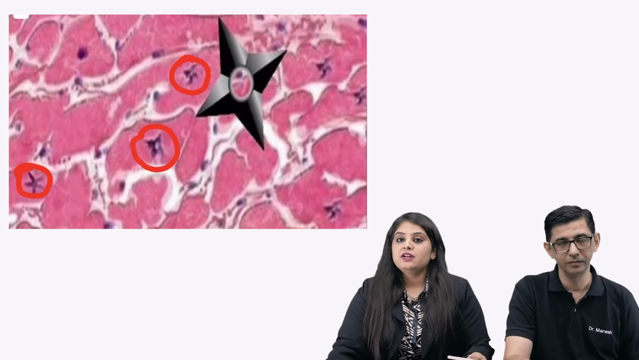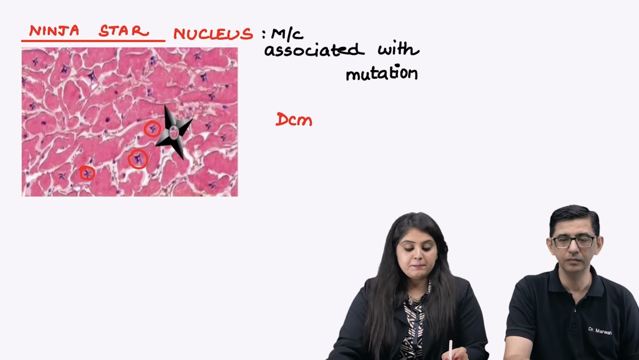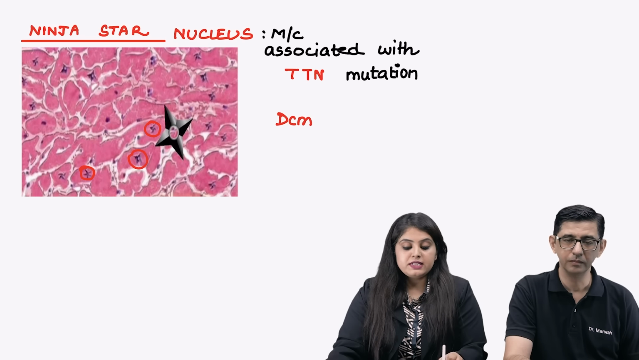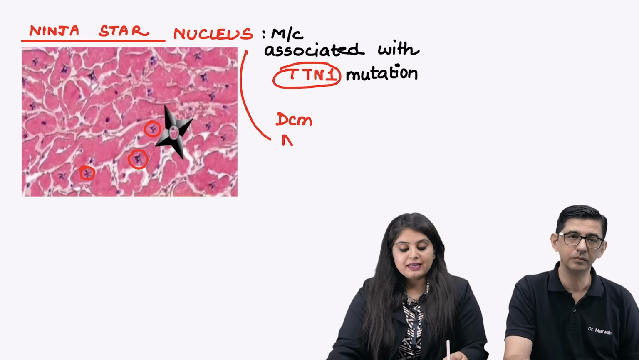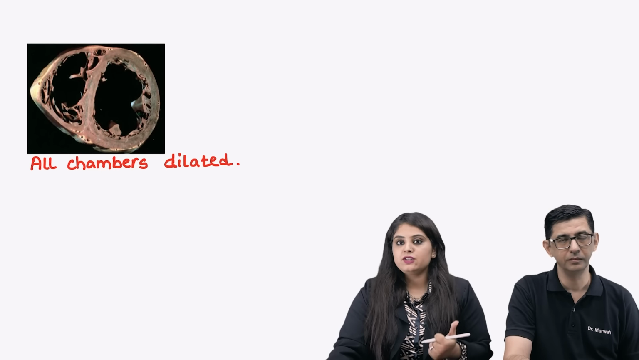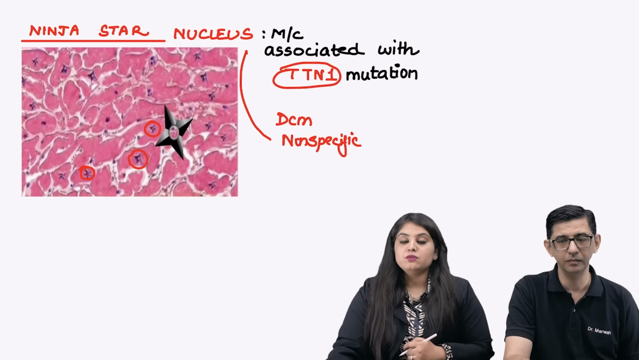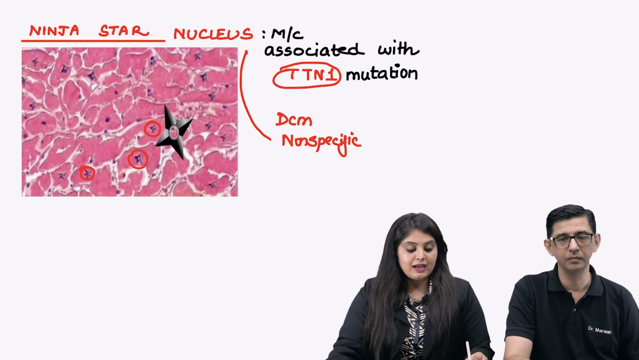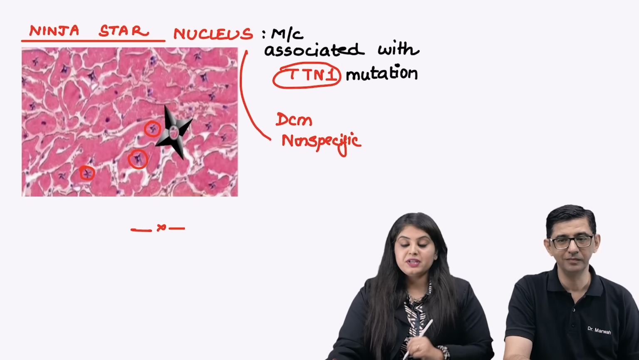So this is ninja star, and when you see this, of course you think of DCM, but any particular type of DCM, the one that is associated with titin 1 mutation, but not always, because ninja star nucleus happens to be a non-specific finding. So overall, if I want to summarize things for you, it's dilation, number one. Second, it's going to be hypertrophy. And third is going to be the ninja star nucleus. So that happens to be the end to the pathology discussion, but a lot more coming your way with medicine, of course.